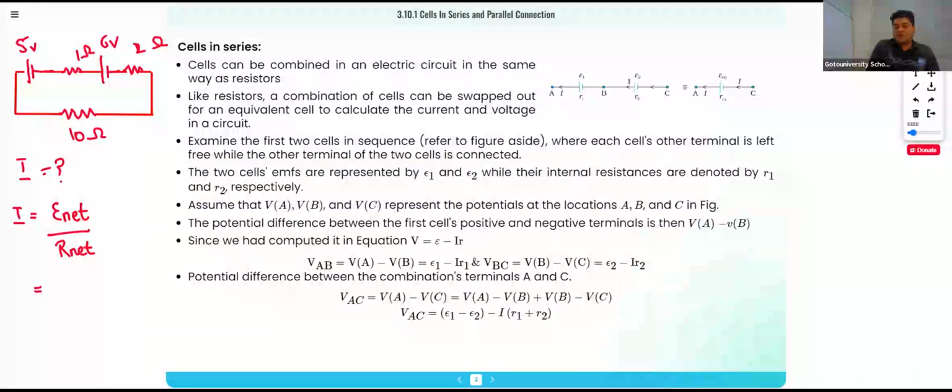So here what we will do, we will write 6 minus 5, and that will be 1, over R net. R plus R plus R, 10 plus 1, 11, 11 plus 2, it will be 13. So your current will be equal to 1 upon 13 ampere. So your answer is 1 upon 13 ampere.